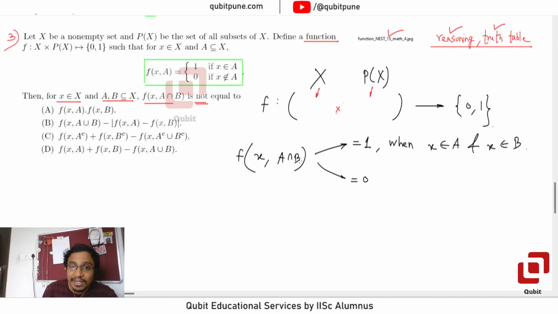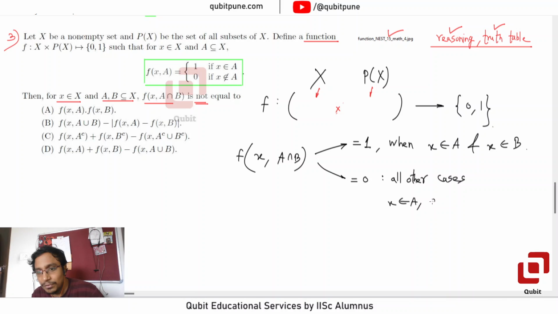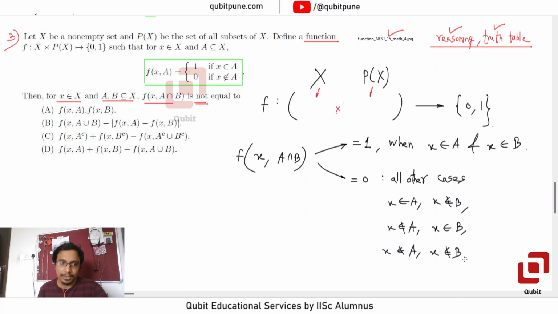In all other cases, how many cases are left? 3 cases are left. Belongs to A, does not belong to B. Does not belong to A, belongs to B. Third case, does not belong to A, also does not belong to B. Okay?